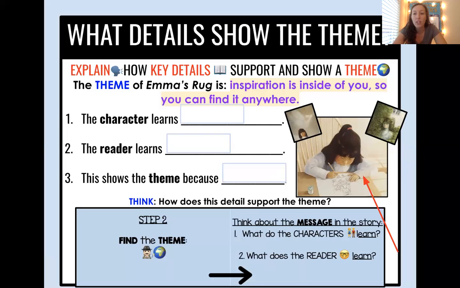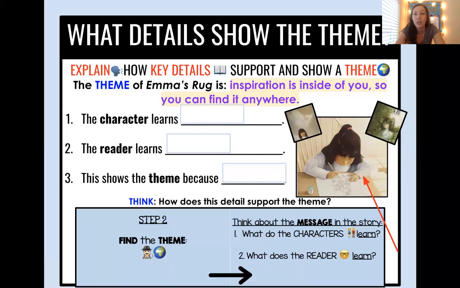We're going to think about what do the characters learn? So what do the people in the story learn? And then what does the reader learn? What do we learn from reading the story? We're going to think about those 2 questions and how they support the theme that inspiration is inside of you so you can find it anywhere. We have some more illustrations to look at to help us answer these questions.